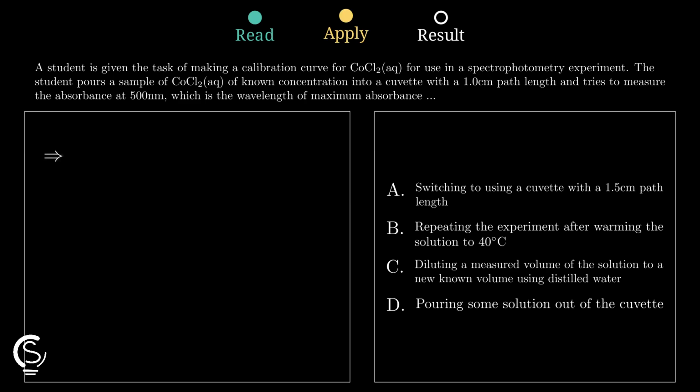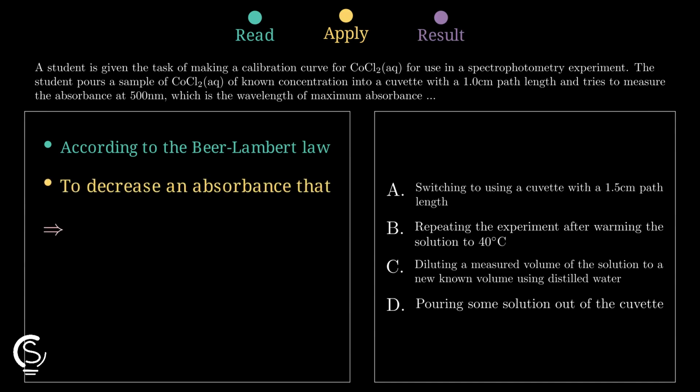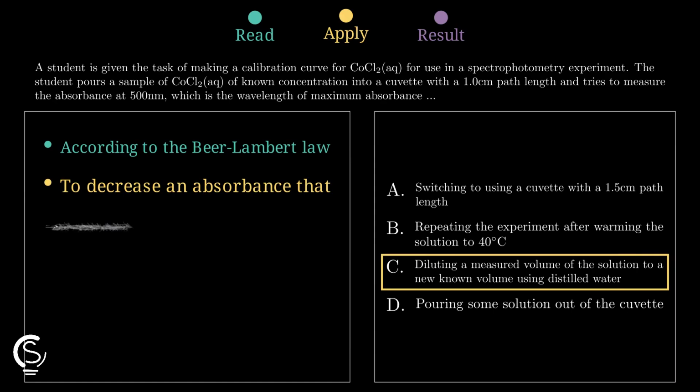A longer cuvette would increase path length and push absorbance even higher. Warming changes conditions without solving the calibration issue, and pouring some out leaves the concentration unchanged. So the smart move is diluting a measured volume with distilled water, because that lowers concentration in a known, controlled way and makes option C.